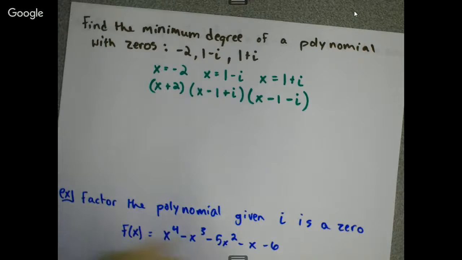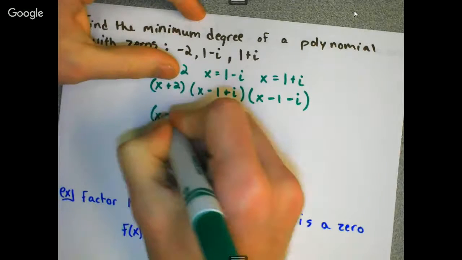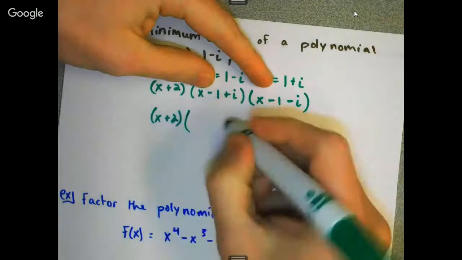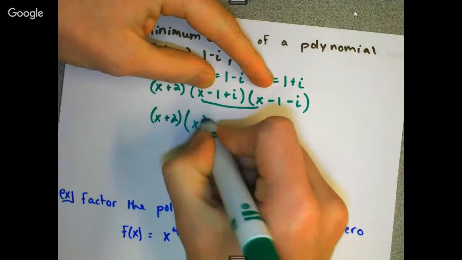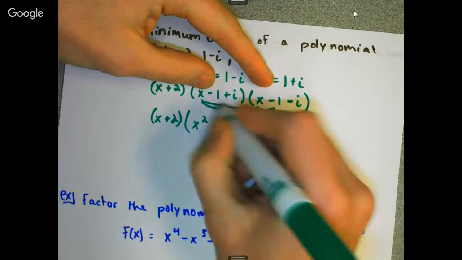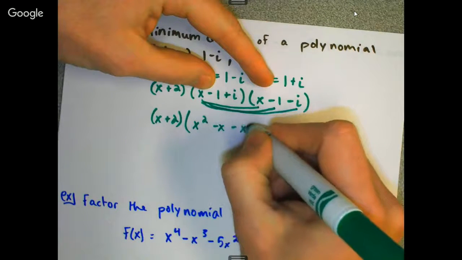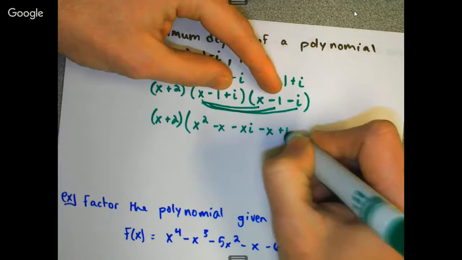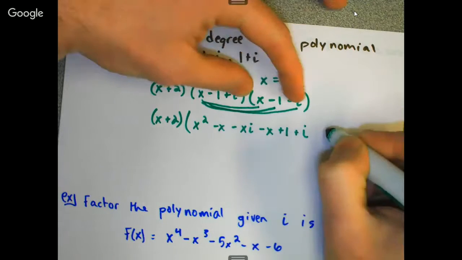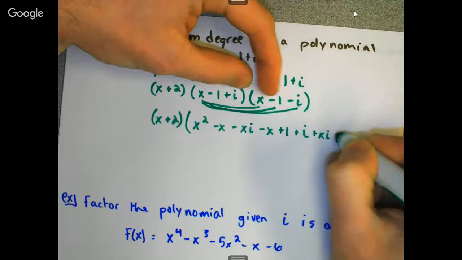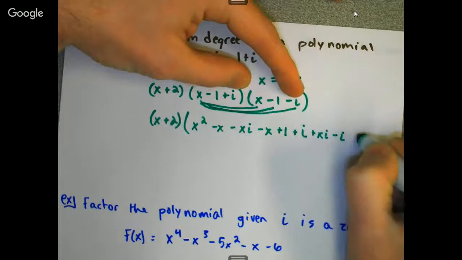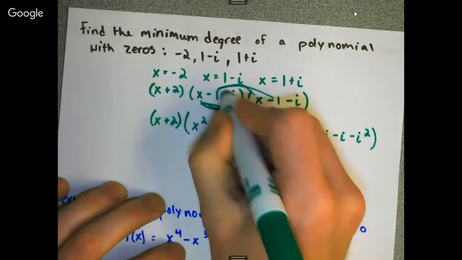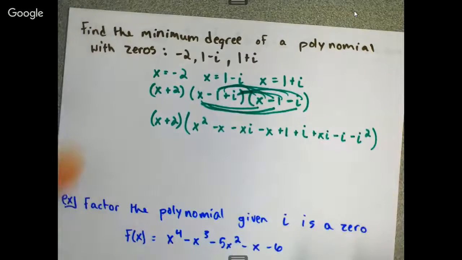Okay, so we will save this one, x plus 2. And now I've got 1, 2, 3 terms, so I just multiply them all out. So I've got x times x, x times 1, x times negative i. Move to the second one. So negative x plus 1 plus i, plus xi, minus i minus i squared. So kind of long there. Remember, we're just distributing everything, or if you want to stack it up on top, you can. Doesn't matter.